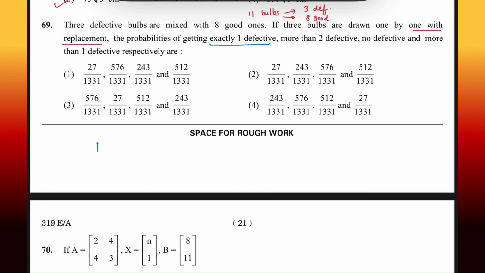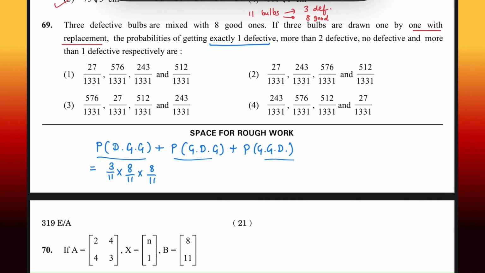So exactly one defective means the probability that you have a defective bulb, a good bulb, and then a good bulb, plus the probability that you have a good bulb, a defective bulb, and a good bulb, plus the probability that you get a good bulb, a good bulb, and a defective bulb, right? The probability of getting a defective bulb is 3 by 11, a good bulb 8 by 11, and again a good bulb 8 by 11. This will be repeated 3 times, so I can straight away multiply by 3.